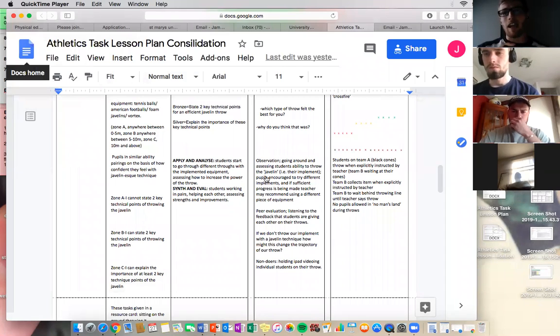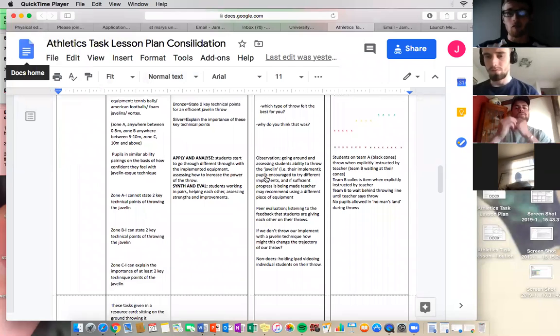Now, even though the aim is not to see how far they can throw it necessarily, because we would use different implements in this guided discovery approach, it doesn't necessarily mean that pupils are limited by that. So for example, the one child who is autistic, he may still be able to throw a ball with a javelin technique.